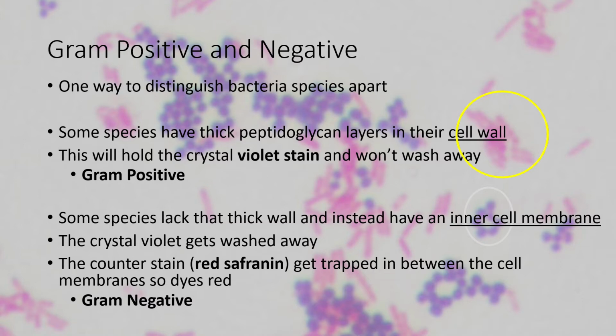So gram-positive is purple, gram-negative is red. And I try to remember positive, purple. But it's a great way, when you're trying to distinguish what bacteria you have, here's a nice grouping. Is it gram-positive? Is it gram-negative? You've just eliminated half of the bacteria. Good place to start when you're trying to ID bacteria.